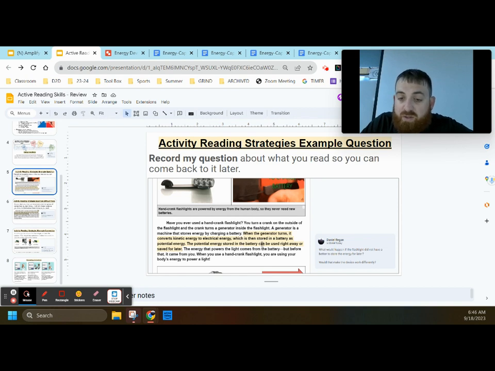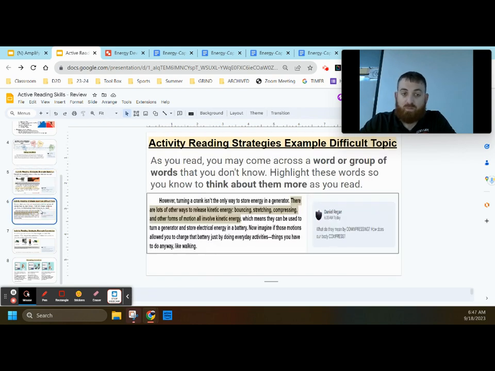And as you're reading this, you're thinking to yourself, well, what would happen if the flashlight didn't have a battery to store the energy for later? Would that make the device work differently? And maybe that's a question we come back to later. Maybe that's a question that helps you better understand how this system works. And that might even be a question to help you create your own system down the road. So we ask those big questions that get us thinking about what we're reading to help make better connections.